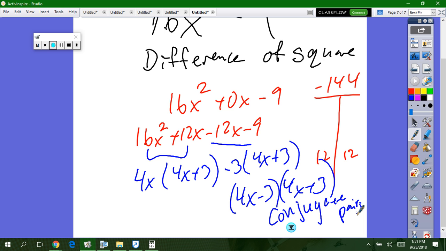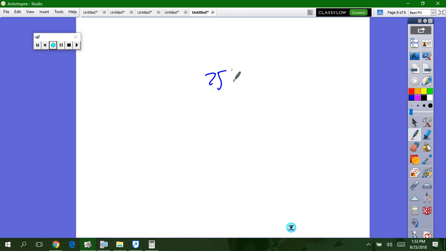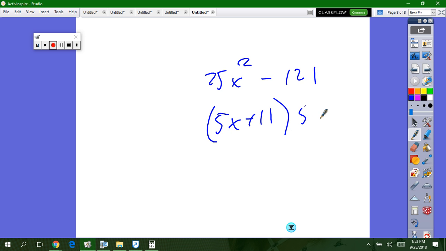Notice, guys, difference of squares will always factor into conjugate pairs. What was the square root of 16x squared? 4x. The square root of 9 was 3. That's where they come from, they're perfect squares. So really quickly, I could do 25x squared minus 121. What did that do without even having to factor? 5x plus 11, and that would be it. Difference of squares go into conjugate pairs. Okay?